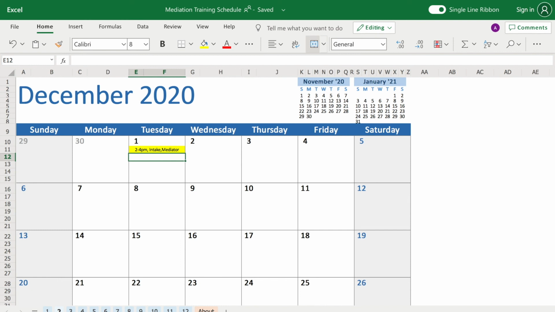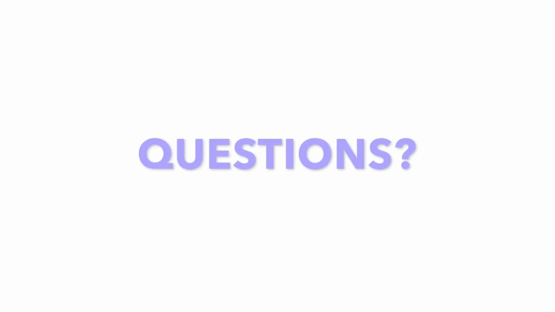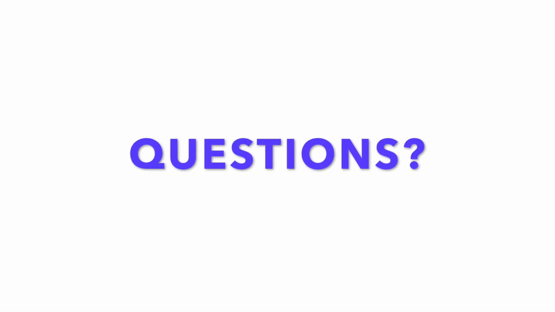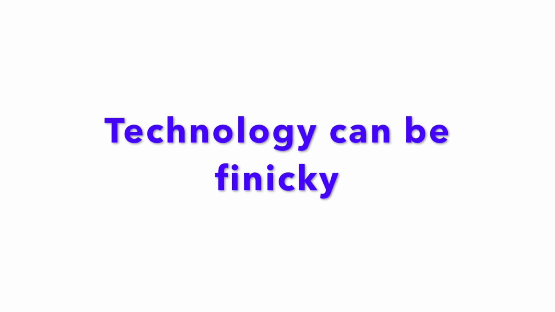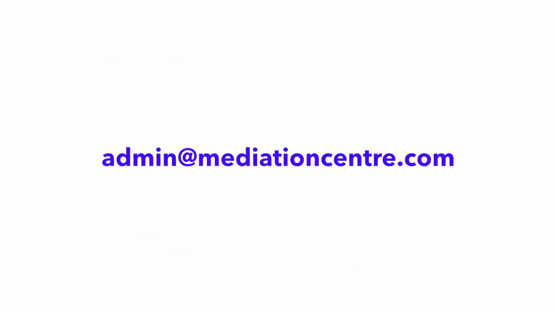Once again, we hope that the shared calendar helps facilitate coordination with as much transparency and ease as possible. If you have any questions or comments, or if the schedule is acting up, please call administration at 519-660-9358 or send an email to admin@mediationcenter.com.